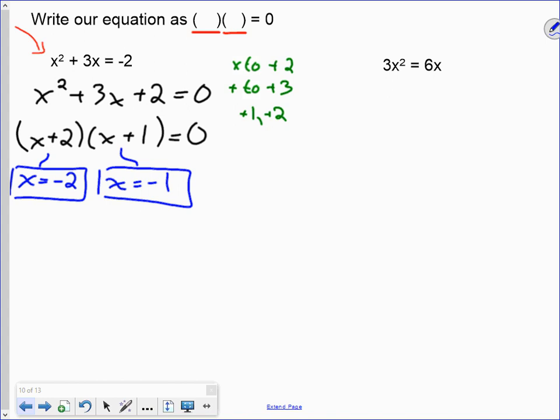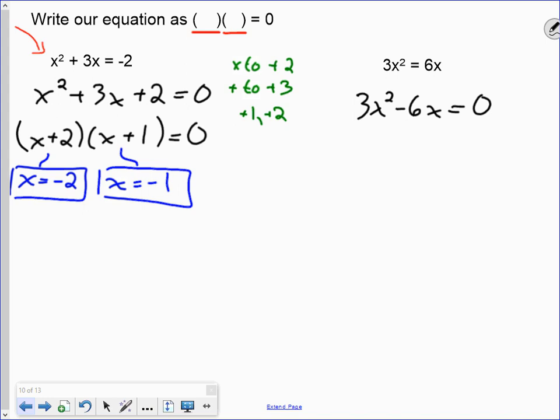Okay, same kind of thing with this second one over here on the right. We've got 3x squared equals 6x. We want to first rearrange this so it's got a bunch of things on the left-hand side equal to 0. So I'm going to subtract 6x from both sides to get 3x squared minus 6x equals 0.